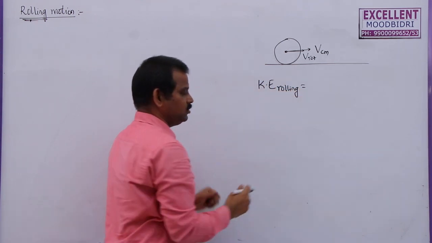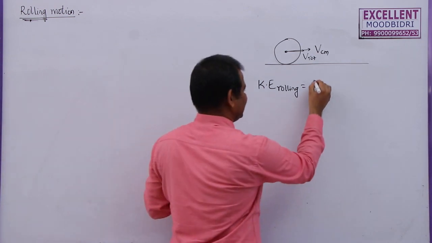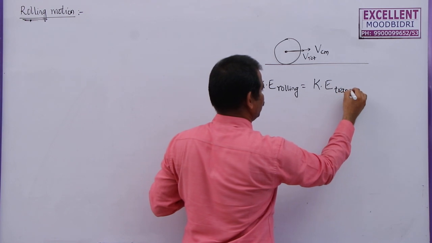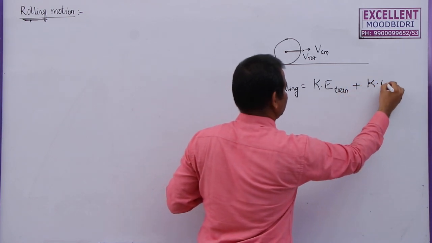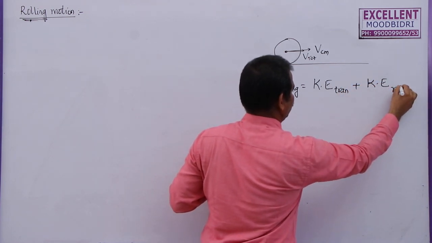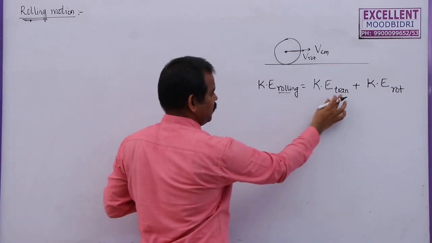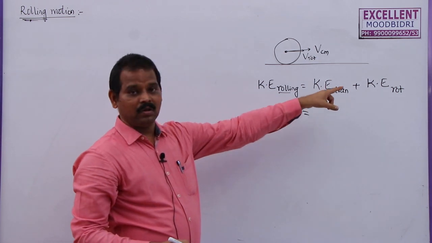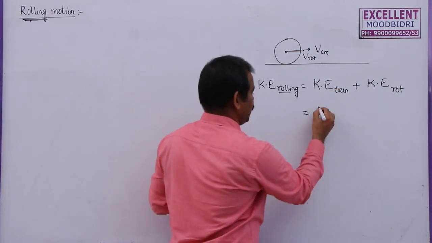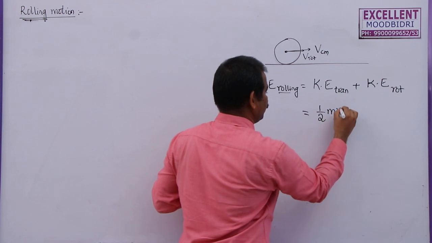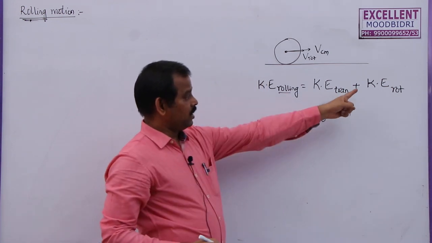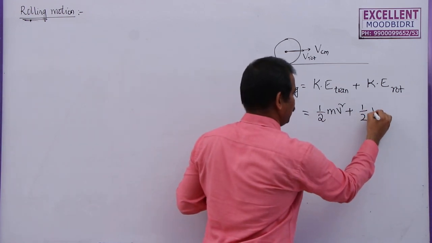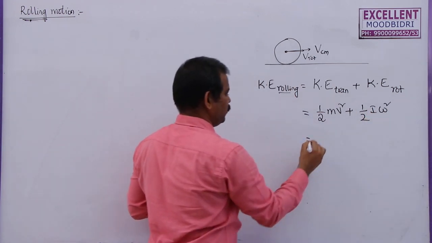The kinetic energy of a rolling body is given by the sum of the kinetic energy of the body due to translational motion plus the kinetic energy of the body due to rotational motion. So rolling is the sum of translational and rotational motion. What is the kinetic energy of a body in translatory motion? We know that formula, half mv square. And in rotational motion, this will become half I omega square.